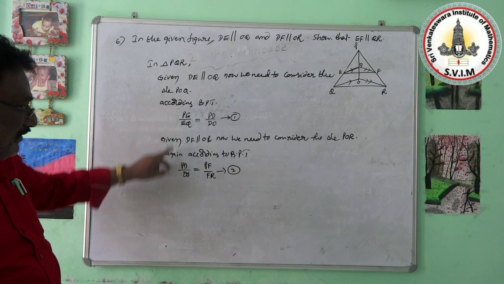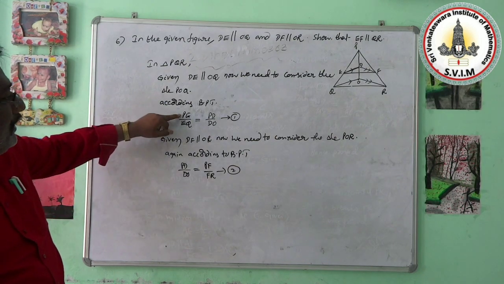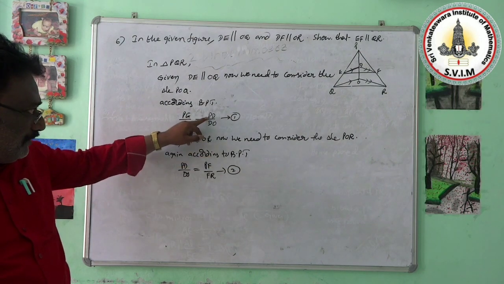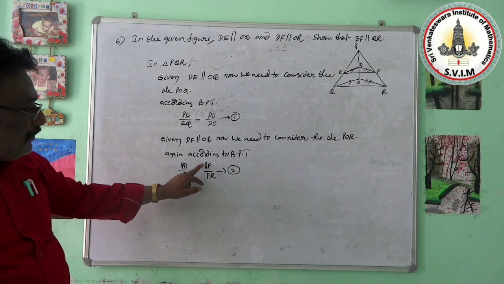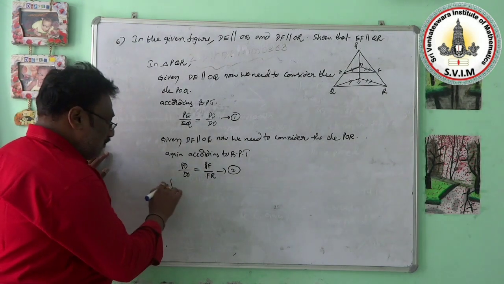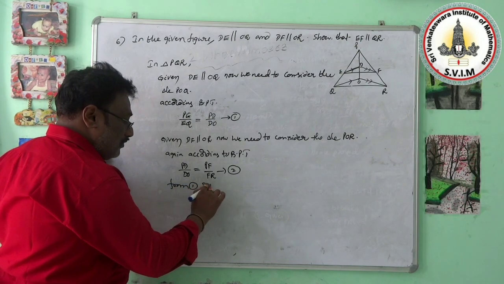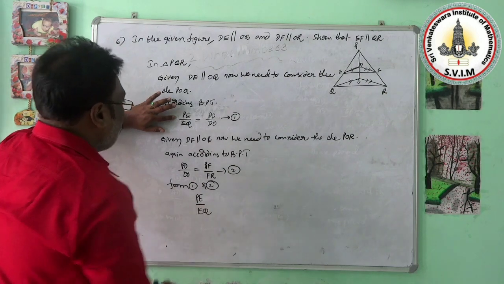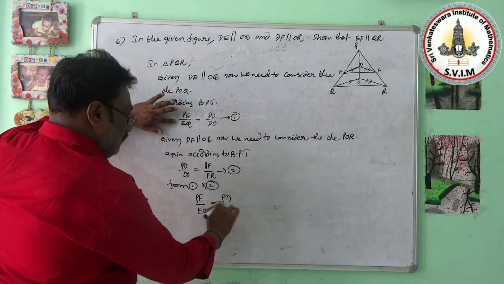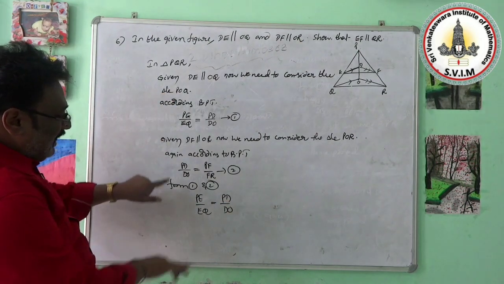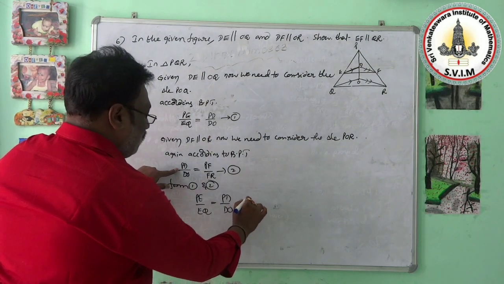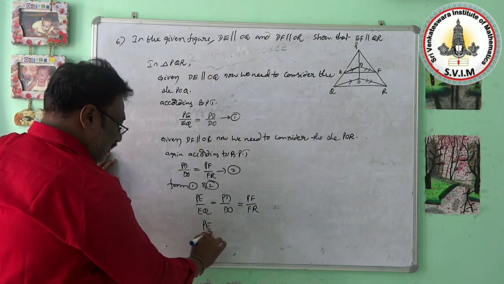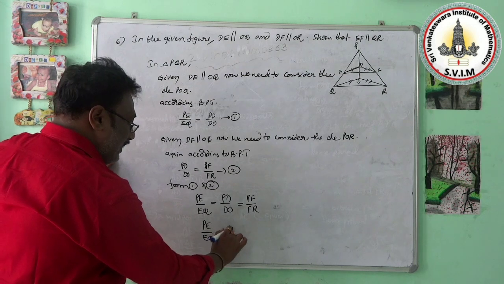Now we need to observe these two equations. Listen to me. PE by EQ is equal to PD by DO. In the second equation, PD by DO is equal to PF by FR. So from 1 and 2, PE by EQ is equal to what? PD by DO, and PD by DO is equal to PF by FR. Now here I am taking PE by EQ is equal to PF by FR.